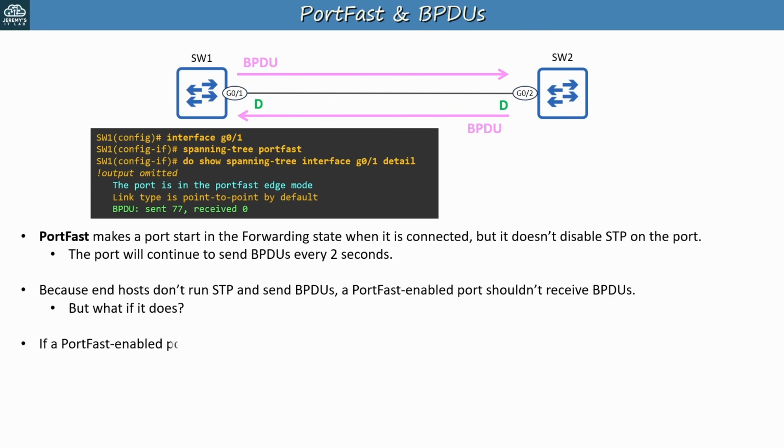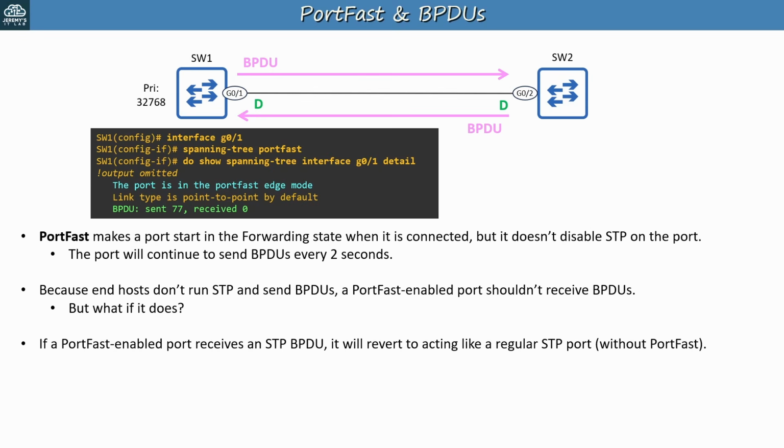If a PortFast-enabled port receives an STP BPDU, it will revert to acting like a regular STP port, without PortFast. Let's say switch 1's priority is 32768, and switch 2's is 4096. Because switch 2 has a lower priority, and therefore a lower bridge ID, switch 2 becomes the root bridge, and switch 1 G0/1 becomes a root port. So what's the problem here?